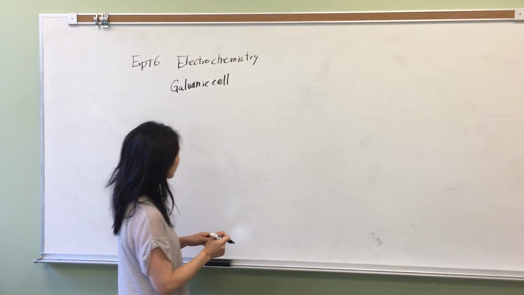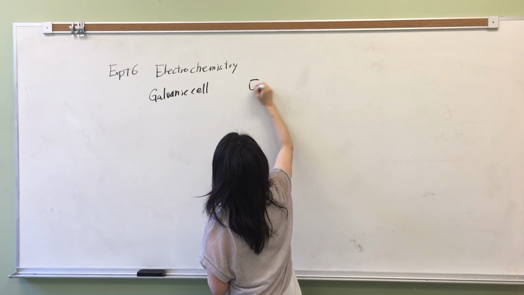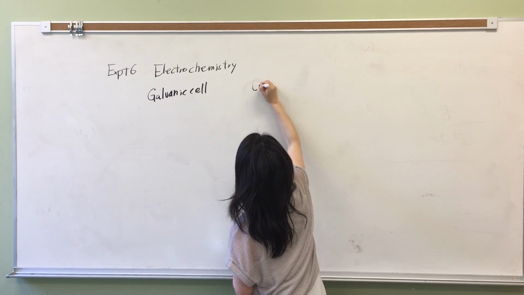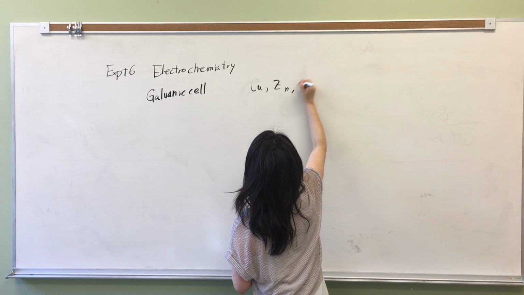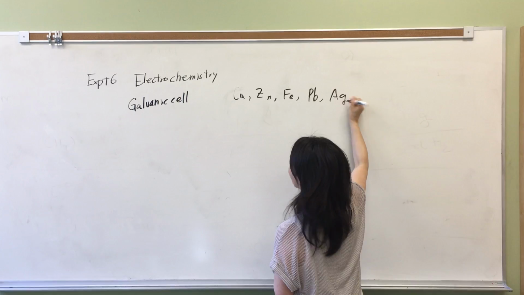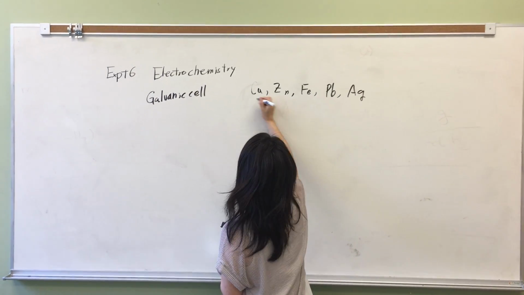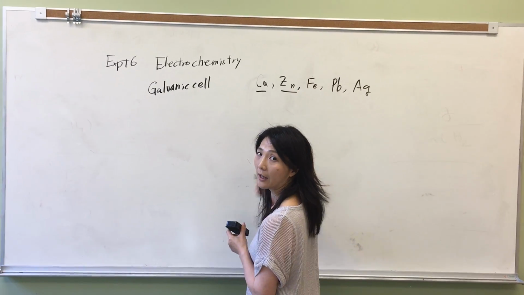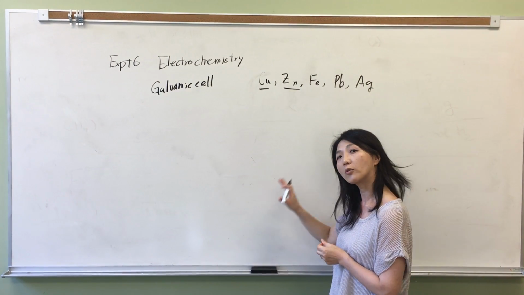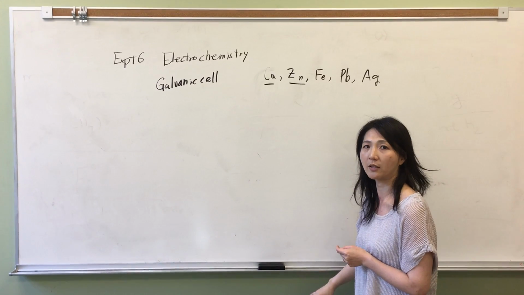The metals we use are copper, zinc, iron, lead, and silver, okay? I'm gonna show you how to draw the galvanic cell using copper and zinc, okay? Everybody needs to draw it on the final exam and the quizzes in the future. So I want you to really study this, okay?